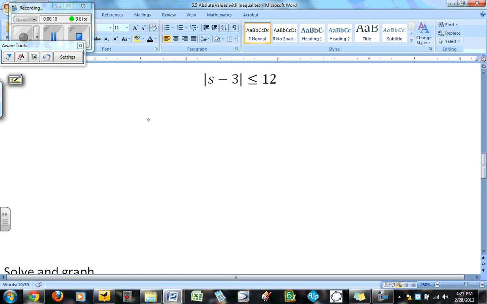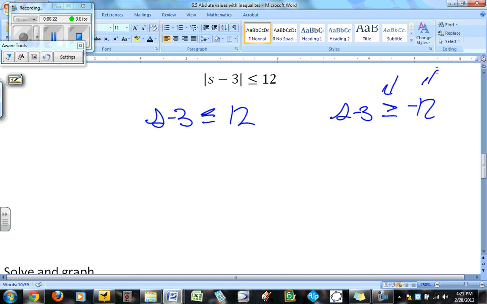So we need to solve two cases. S minus 3 is less than or equal to 12. And then in our second case, s minus 3 is greater than or equal to negative 12. Again, we flip this sign and change that sign. Solve both cases. Add 3. S is less than or equal to 15. Add 3 over here. S is greater than or equal to negative 9.